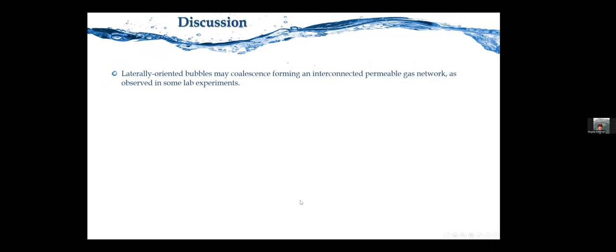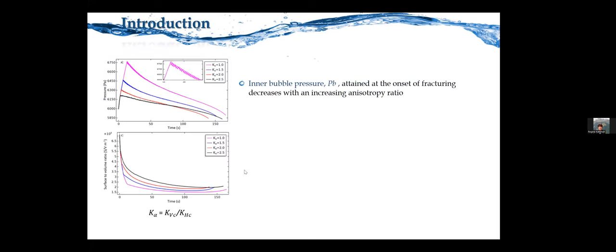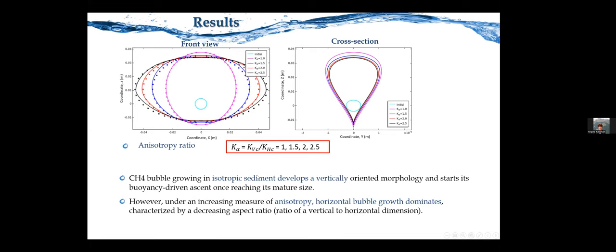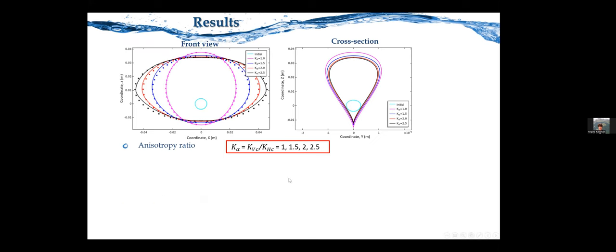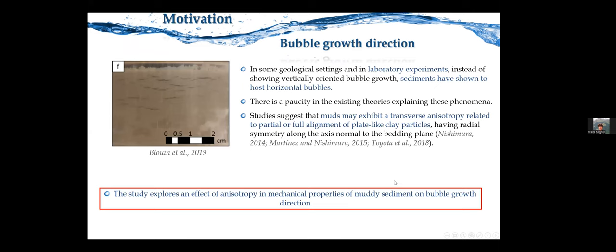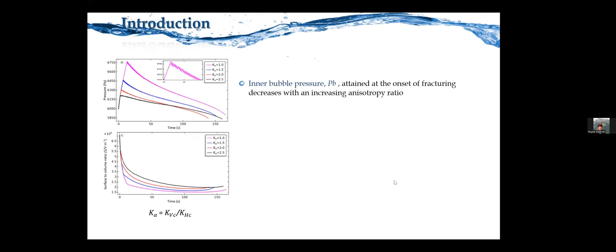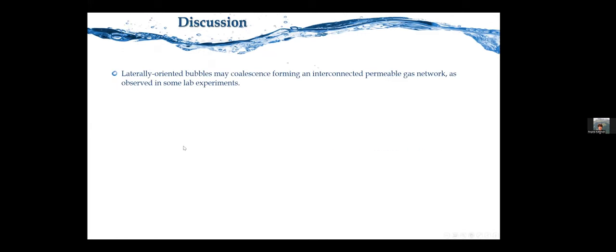So the discussion here is also very important. To our opinion, this anisotropy is primarily related to the shape anisotropy of the plate-like clay particles in mud. So this may generate these horizontal bubbles. An additional implication is that laterally oriented bubbles may coalesce, forming interconnected permeable gas horizons and networks observed in some laboratory experiments.